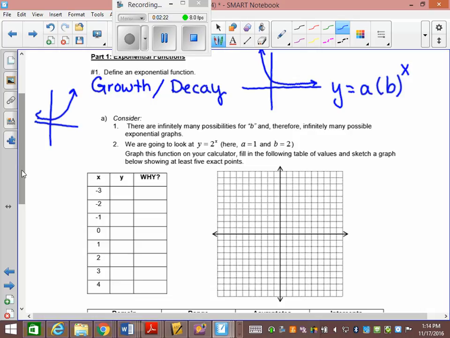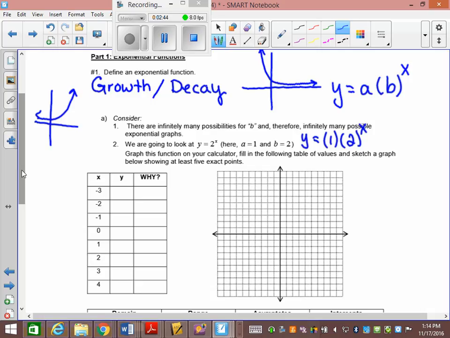So we're going to look at y equals 2 to the x. If you're looking at y equals 2 to the x, then a would be 1 and b would be 2. It would technically be 1 times 2 to the x, but we can just put it in as y equals 2 to the x. The only thing that is to the x is the 2, not the 1. So we're going to graph this function using our calculator.